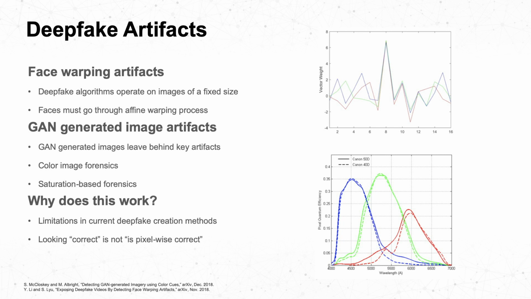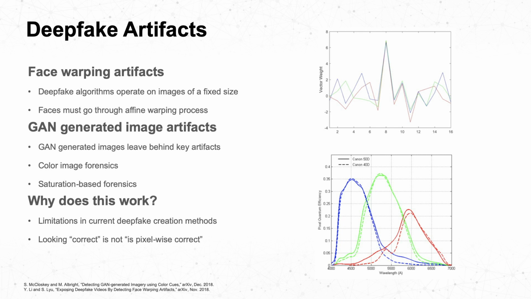And as an image goes through this process, there are traces left behind that, for example, scaling did occur and that bilinear interpolation was used. We can train neural networks, for example, to detect the presence of these affine transformations.